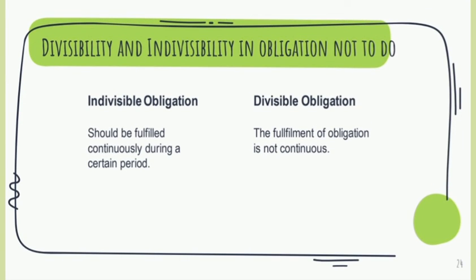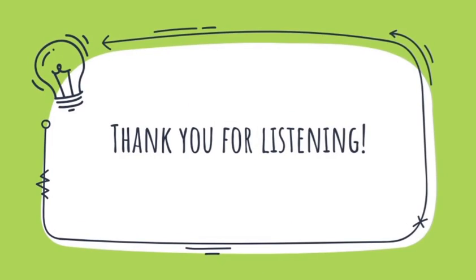In obligation not to do, negative indivisible obligation should be fulfilled continuously during a certain period. So for example, X obliged himself not to sell cigarettes in his store for 1 year. So in a span of 1 year, hindi dapat siya magbenta ng cigarettes sa kanyang store and dapat continuous yung pag-fulfill ng kanyang obligation. But if X obliged himself not to sell cigarettes only during Sundays, the obligation will now become divisible. And that is all for my report.